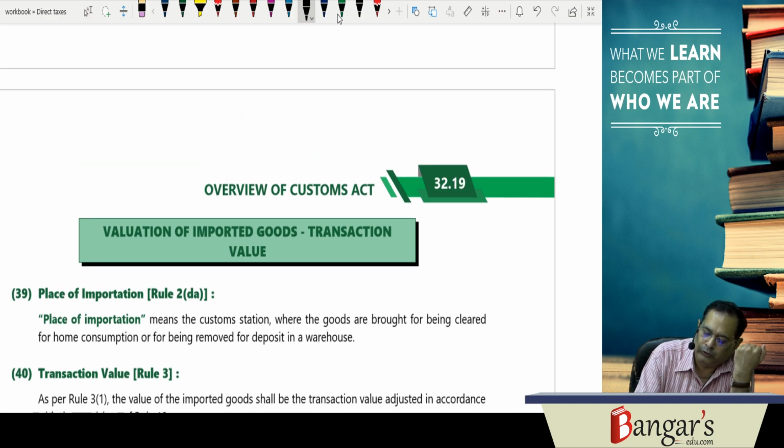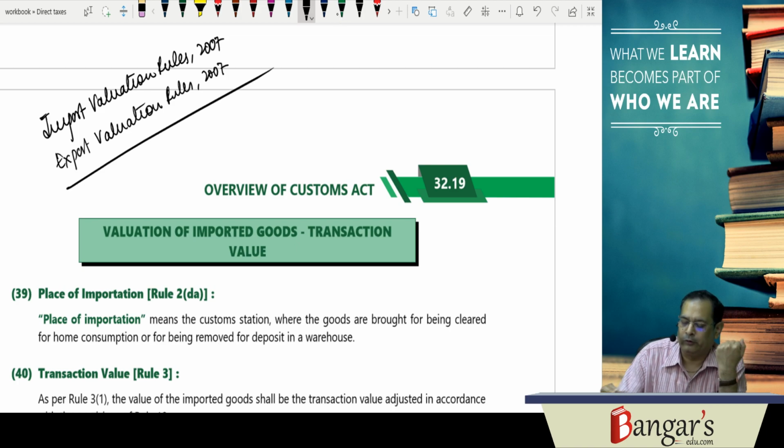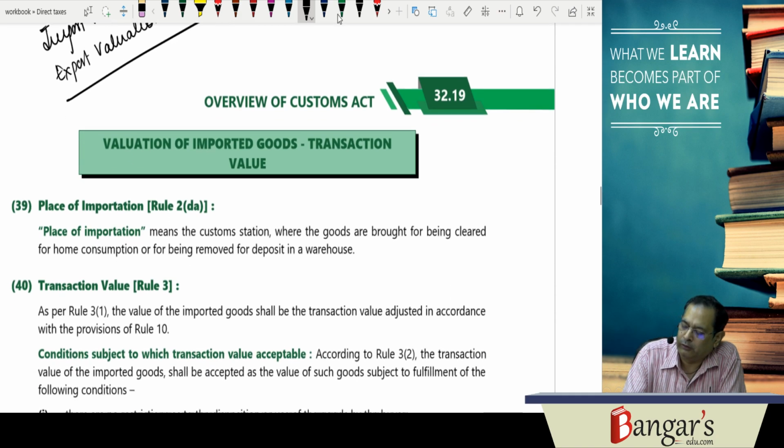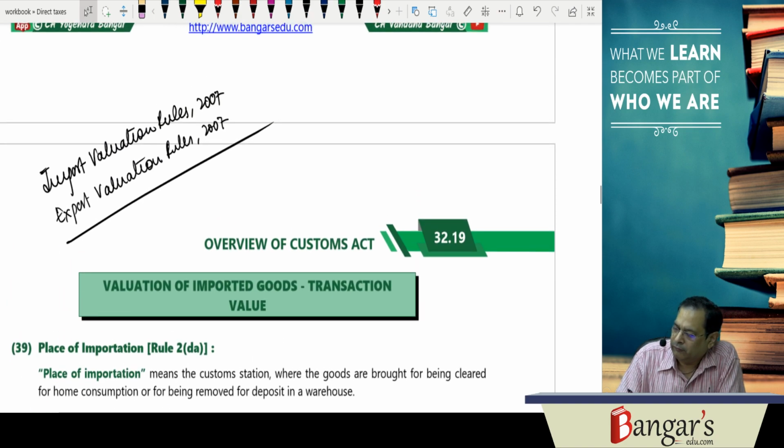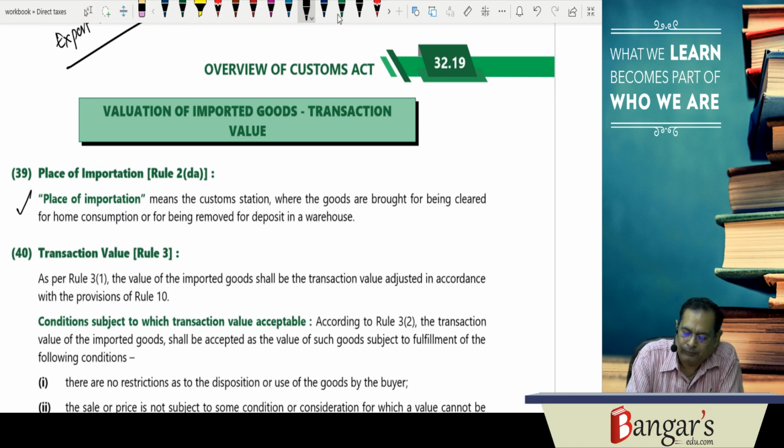Separate rules have been framed: the import valuation rules 2007 and the export valuation rules 2007. If you know the names, they are the Customs Valuation (Determination of Value of Imported Goods) Rules 2007, and the Customs Valuation (Determination of Value of Export Goods) Rules 2007. Now what is basically the place of importation?